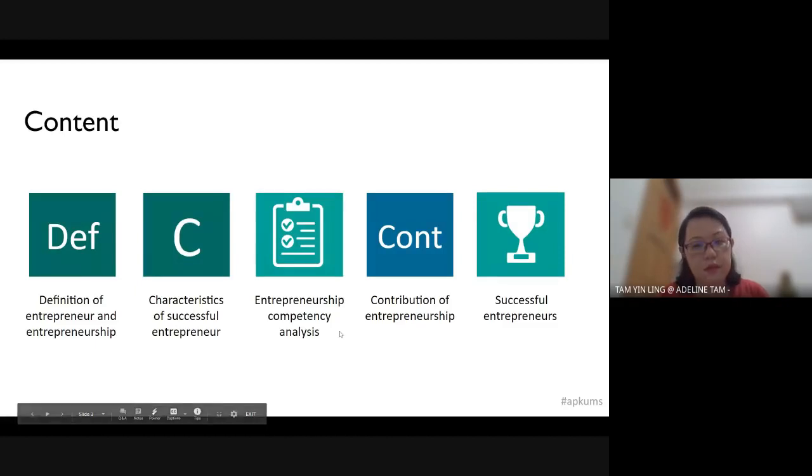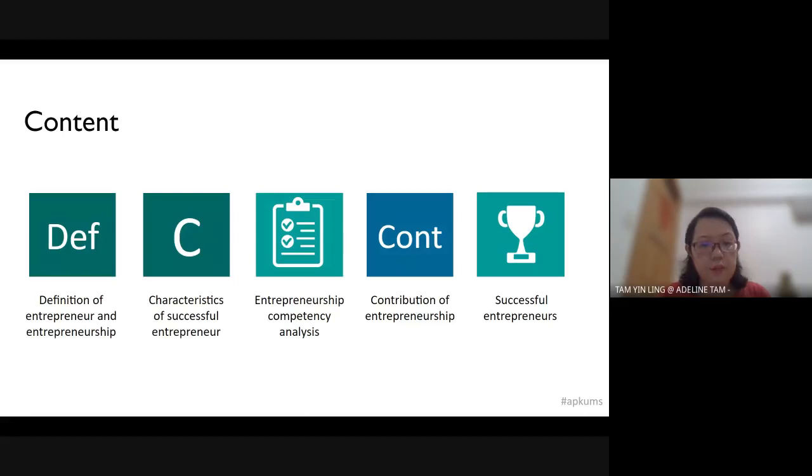This is in the textbook, all right? You don't have the book at the moment, so I will not force you. But if you have the book, you can try to read that and do the exercise. Then the contribution of entrepreneurship to society, and next, successful entrepreneur stories. We look at some of the entrepreneurs. I think many of them you know. Sometimes entrepreneurs are quite famous, so you need to know them, right?